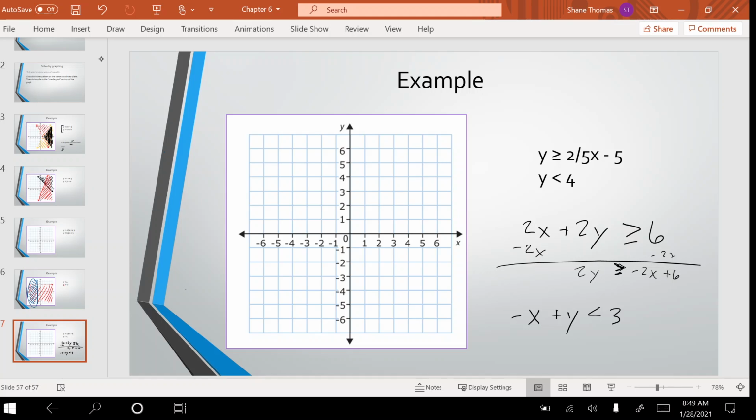Now what? Divide everything by 2. You'd have to do it to every single term. So y is greater than or equal to negative x plus 3. All right, that would be my first equation. Second one, what do I have to do? Just add the x over. So y is less than x plus 3.